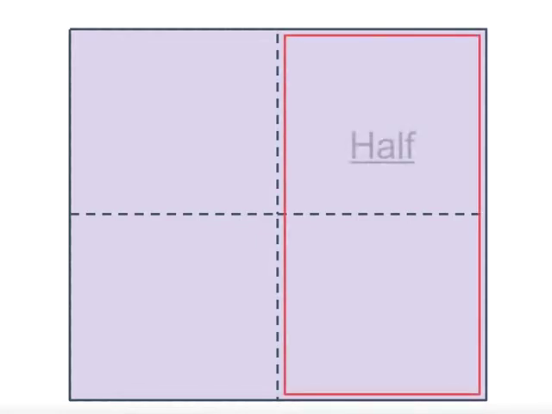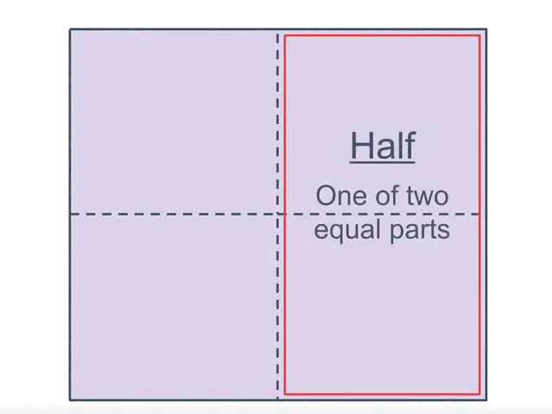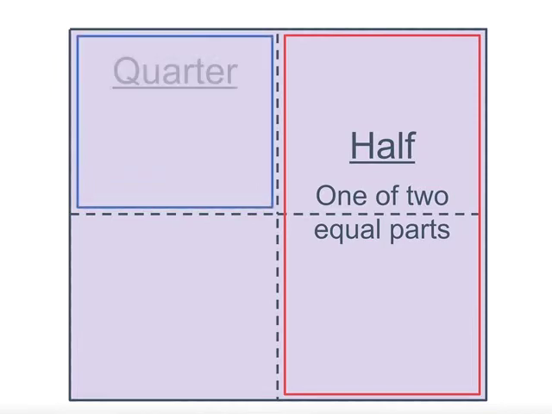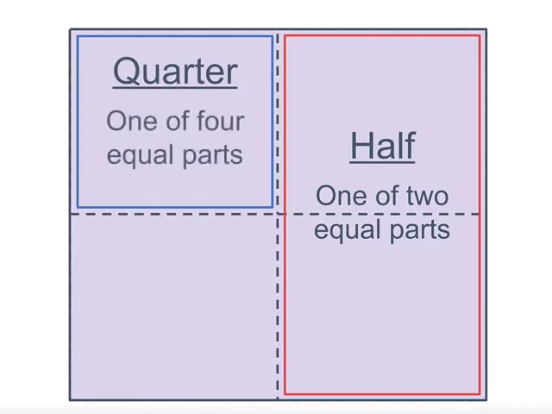Here we have a piece of paper. We have folded it in half and then half again to make quarters. We can frame this much to show 1/2 of the paper. Half is one of 2 equal parts. We can also frame this much to show 1/4 of the paper. 1/4 is one of 4 equal parts.